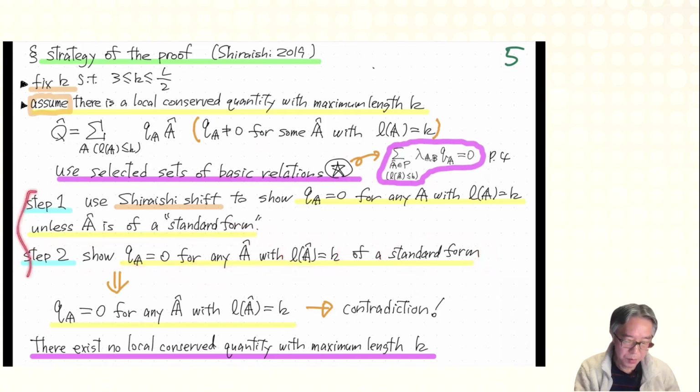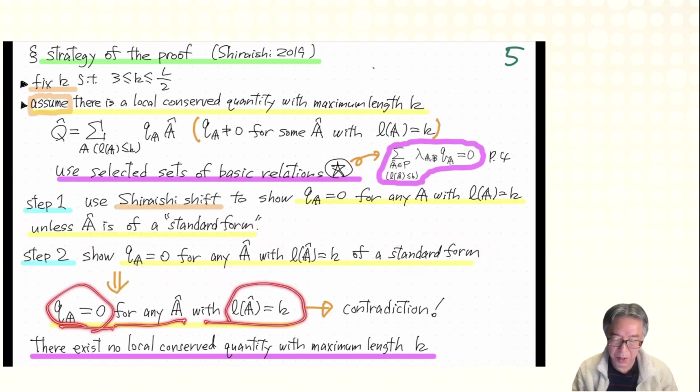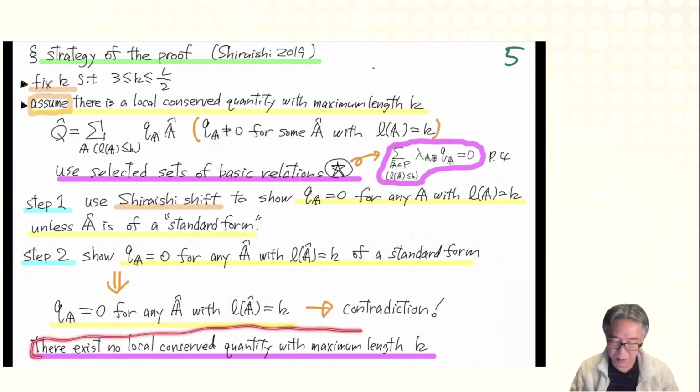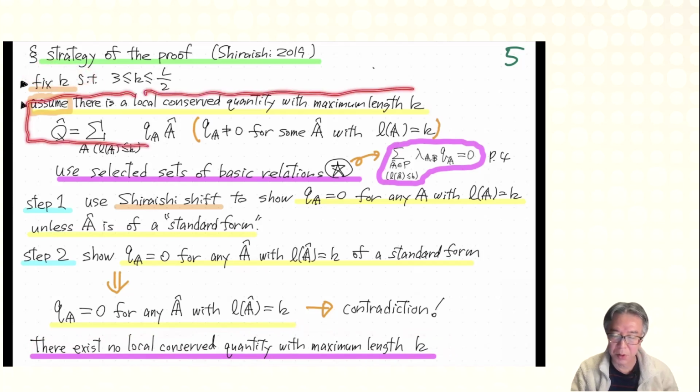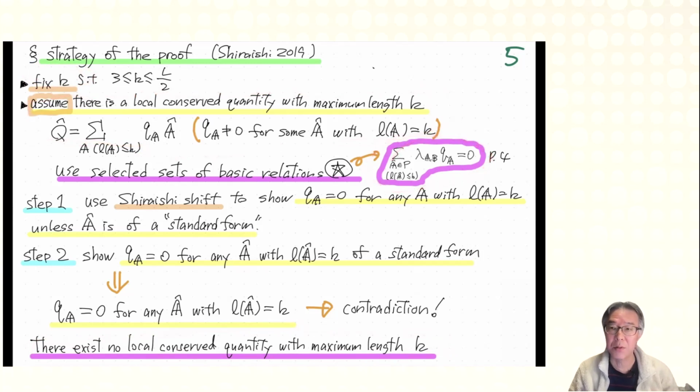By putting these together, we find that the coefficient Q_A is 0 for any A with length k. But of course, this is in contradiction with this condition. So this contradiction means that there exists no local conserved quantity with the maximum length k. So we shall now follow this strategy. In what follows, we fix k, and we assume that there exists a local conserved quantity with maximum length k. Then we can make use of these basic relations.